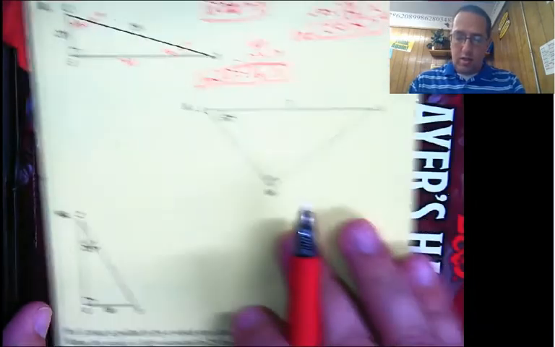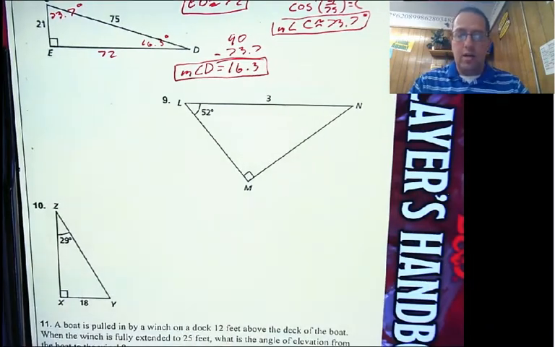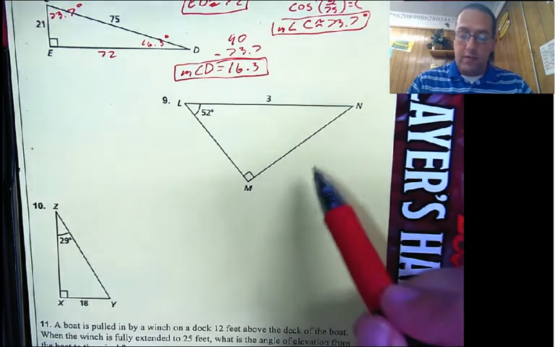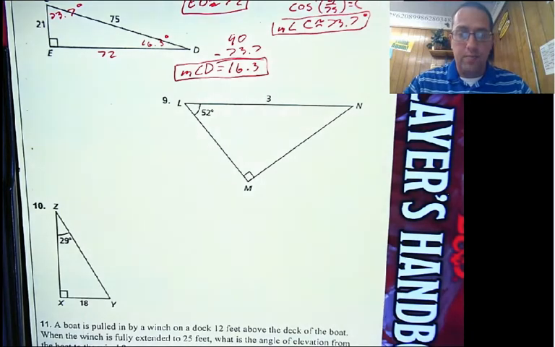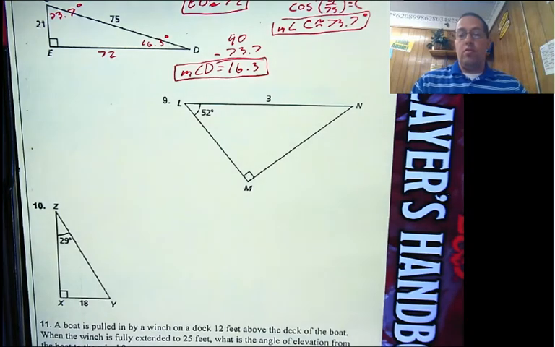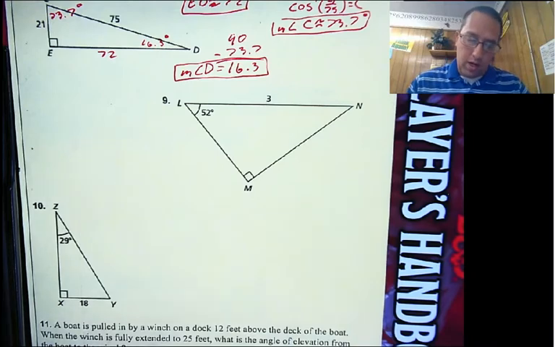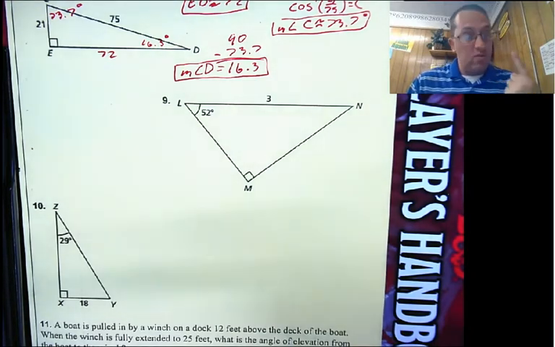Right. Let's take a look at number 9. Number 9. Oh, this one's a little bit different. Number 9, they did not give us 2 of the sides. Instead, they gave us 1 side and 1 angle. So will we be using Pythagorean theorem here? No, we will not, because that takes 2 sides and we only have 1.